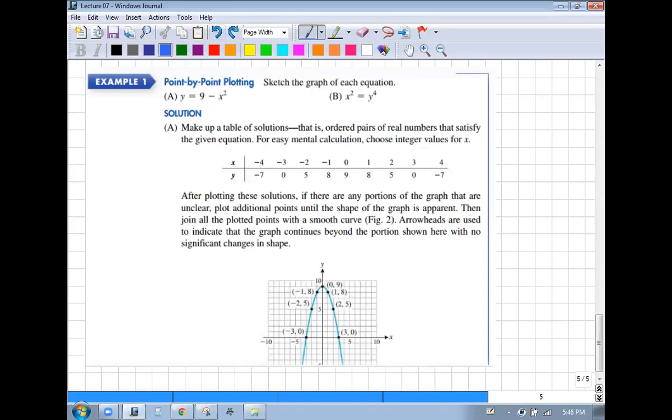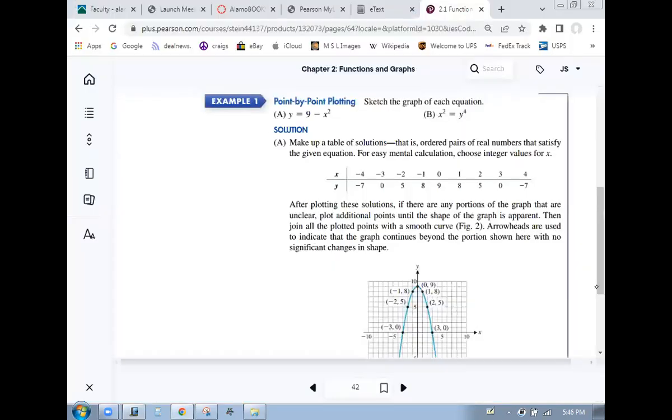If I let x be 0, then y has to be 9. So down here I go 0, up 9. There's a point on my graph, (0, 9). If I let x be 1, 9 minus 1 is 8. So when x is 1, the y value is 8. So (1, 8) is a point on the graph. And you could do as many points as you want and then connect the dots. You could do the same thing for this one. So that's one way to graph.